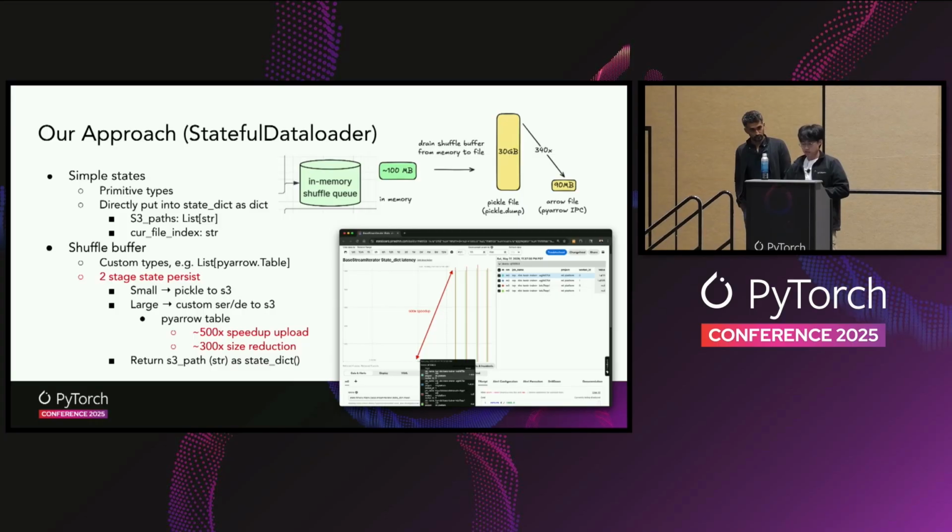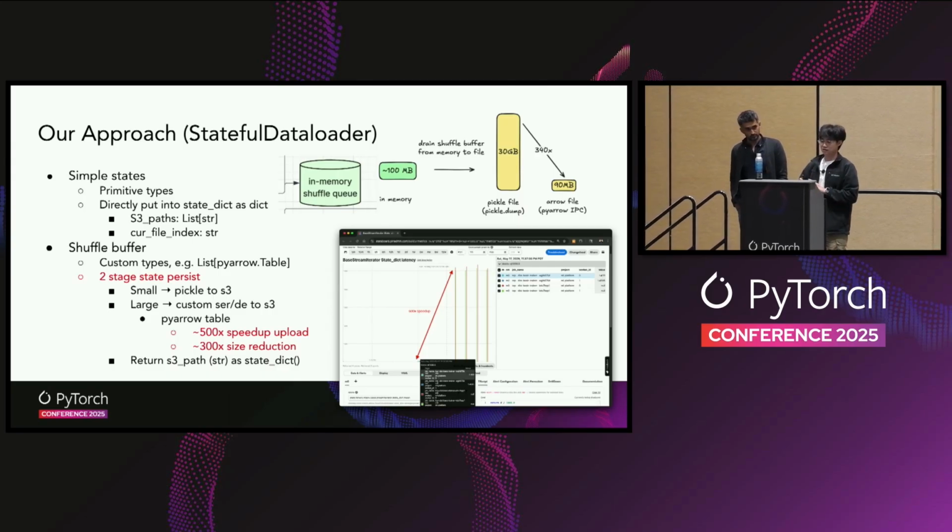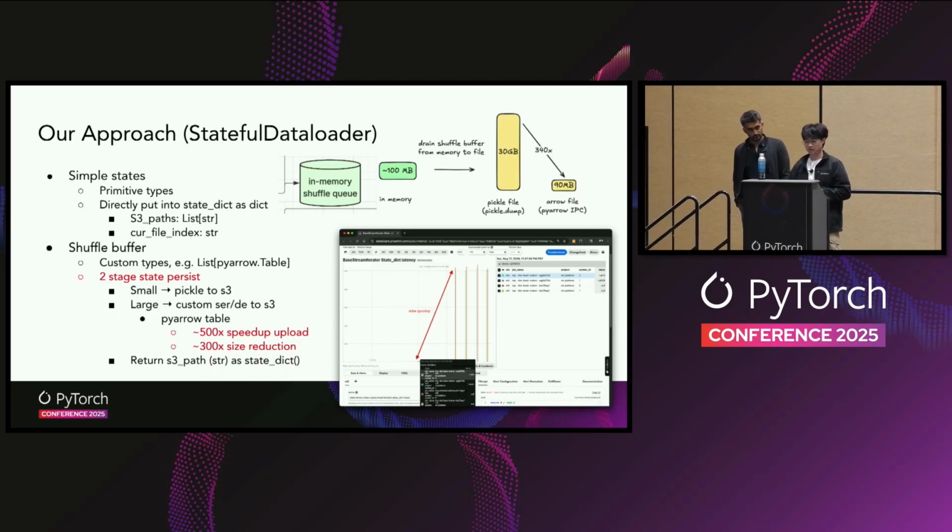We actually ran into an issue with the in-memory shuffle queue. Remember, we have that queue for persisting some of the data for shuffling. In those data types, we're using a list of PyArrow tables. If we naively pickle that data into a file or some picklable format, it will be 300 times larger than itself. In memory it's 100 megabytes, but it will grow to 30 gigabytes if we just naively dump that as a pickle file.